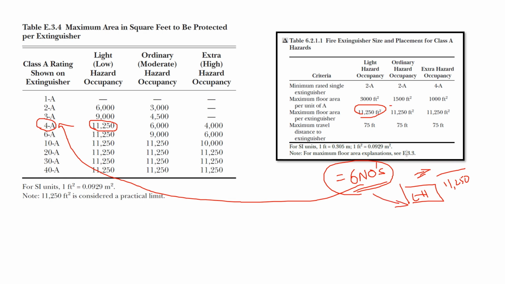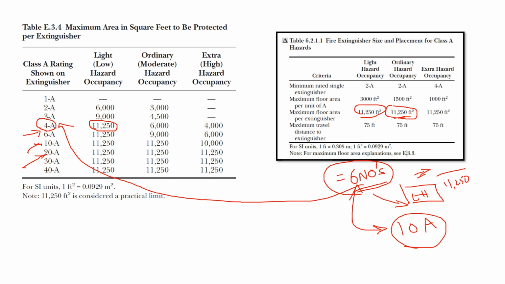And for ordinary hazard occupancy, I am going to consider 6 number because the maximum floor area per extinguisher is 11250 only. But for ordinary hazard, I will not consider 4A rated, because if you see in this table, ordinary hazard 11250 comes under 10A rated. So 10A rated fire extinguisher, I need to consider 6 numbers for ordinary hazard occupancy building. If you have extra hazard occupancy building, since we divided with 11250, so 6 number extinguisher will be 20A rated. So this is how you need to consider.